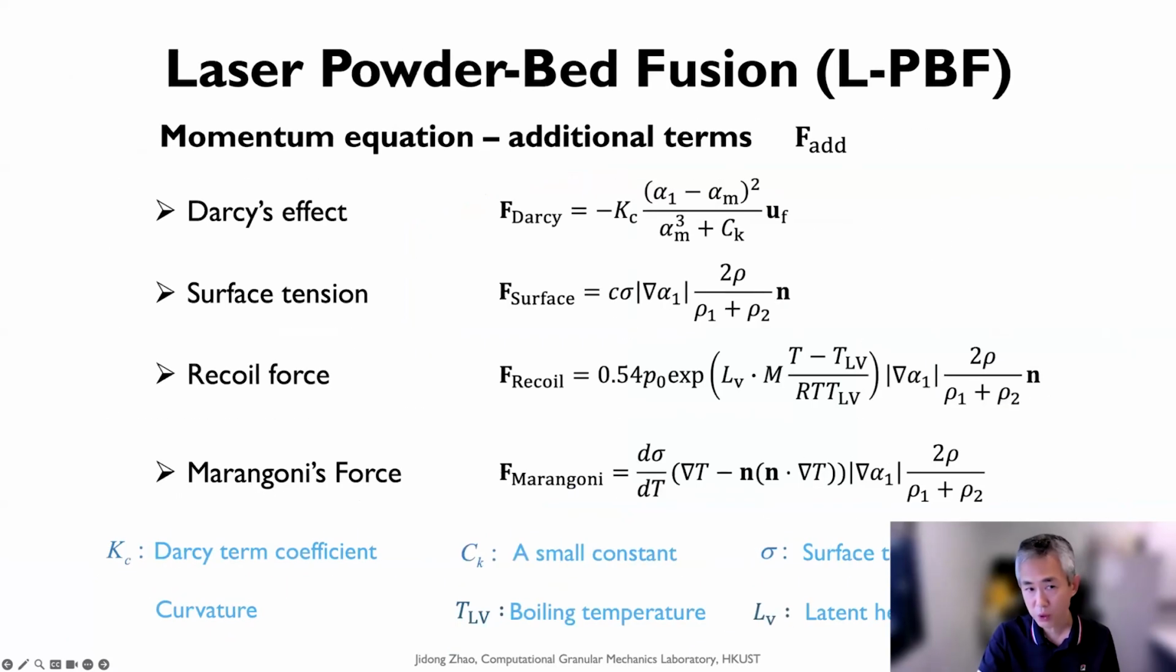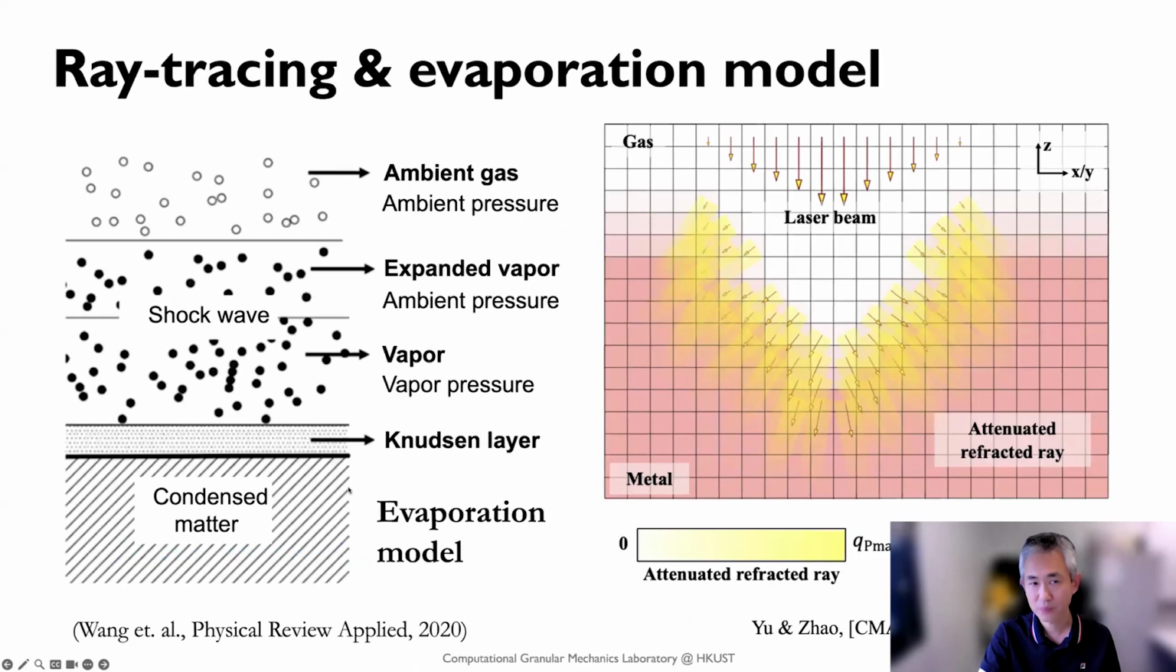And for the momentum equation, we need to consider the Darcy flow, and surface tension is an important part, as we will show later with the keyhole dynamics and recoil force, which is essentially a surface tension difference along the interface. Also Marangoni forces are another source of force and an important contributor to the keyhole dynamics here.